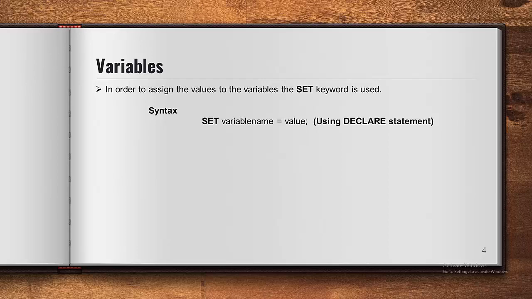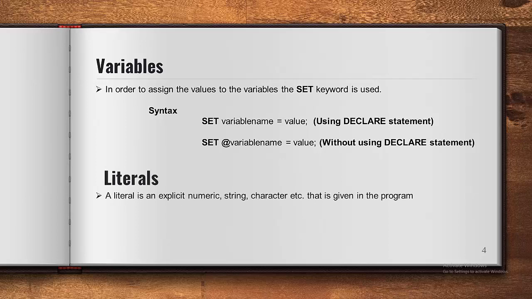So set variable name equal to value is the syntax, and this one you have to use when you are using a declare statement. Similarly, when you are not using a declare statement, then you have to give set @ variable name equal to value. So this is a minor difference between them. When you are using a declare statement, you must not use the @ symbol. When you are not using a declare statement, you have to use the @ symbol before the variable name.